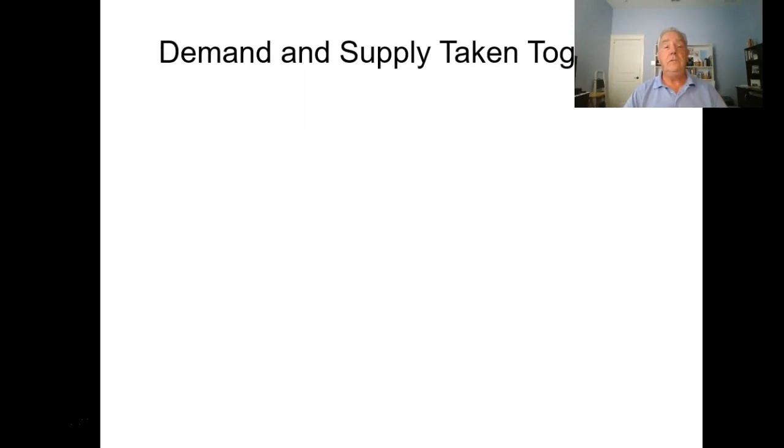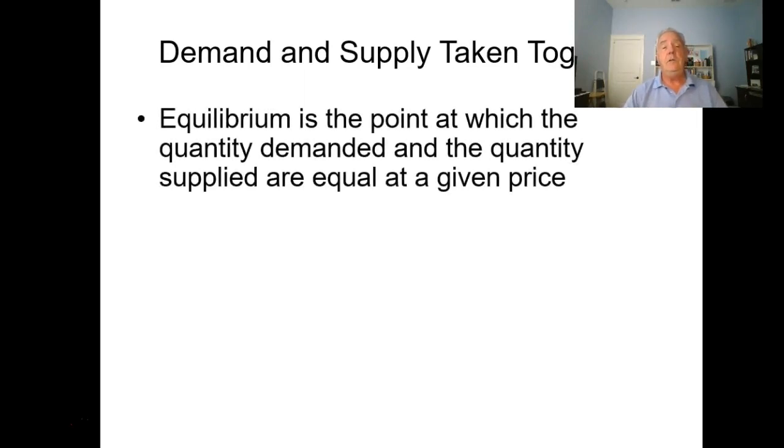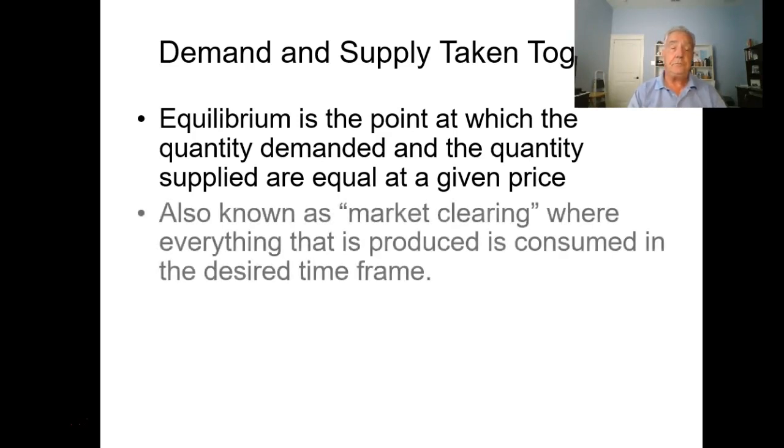All right, let's take them two together. Demand and supply, what happens? What does it look like? Equilibrium is where the demand and supply curves intersect. That is the price at which we, the consumer, are satisfied, and that is the quantity at which they, the producer, is satisfied. It's also known as market clearing, which means that everything that's produced is sold. There's no inventories. There's no shortages. Everything that's produced is sold in the marketplace at that price.